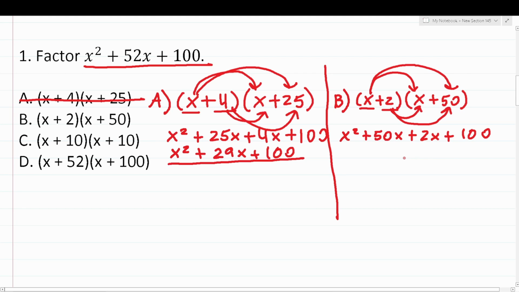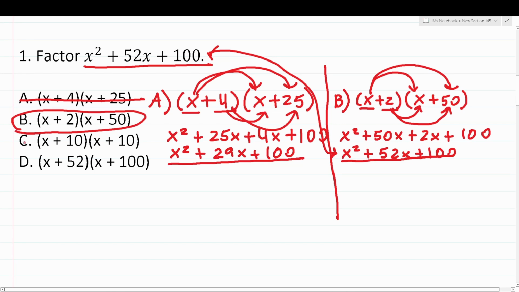Let's go ahead and combine like terms now to simplify this polynomial. We have x squared plus 50x plus 2x, which is 52x, plus 100. Now, does this match what we have right here? X squared, 52x plus 100. Since these two match, I know that the factors of x squared plus 52x plus 100 are x plus 2 times x plus 50. And the rest of these, therefore, are wrong. So we are done with number 1.